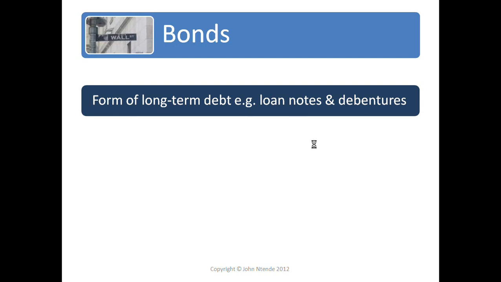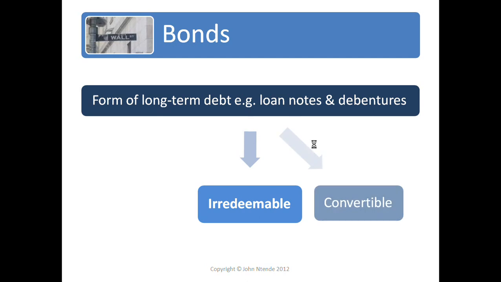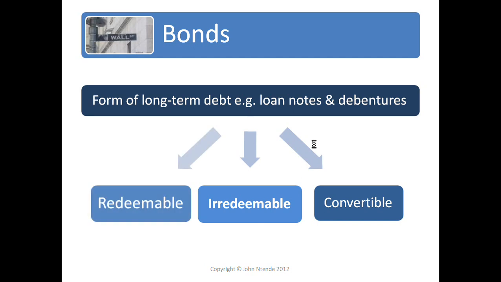They are usually secured, and interest is paid annually or semi-annually. Now, bonds can be irredeemable. Now, this means that interest is paid in perpetuity. That means interest is paid forever. Or they can be convertible. Convertible means they can be converted into equity, into ordinary share capital, instead of repayment at the end of the loan period. Or they could be redeemable. That means that the capital is repayable at the end of the loan period.